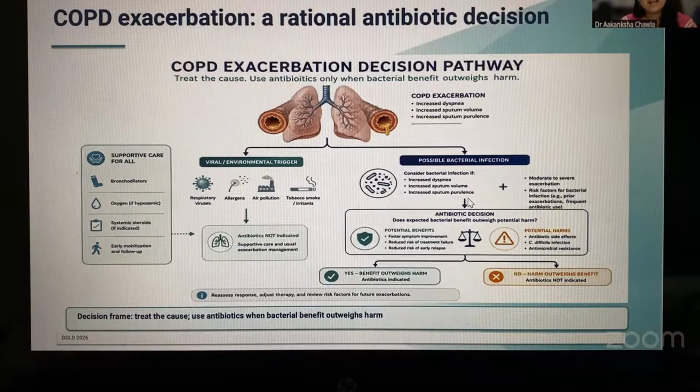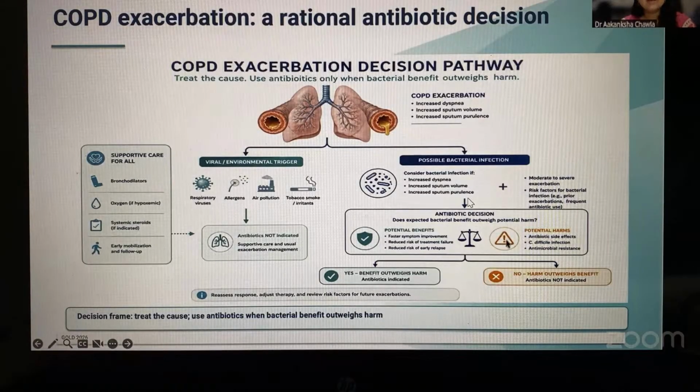When would you consider adding antibiotic? When the patient has presented with increased dyspnea, increased sputum volume or purulence. There is a moderate to severe exacerbation, and there is also a history of risk of bacterial infections in the past, or prior bacterial exacerbation.